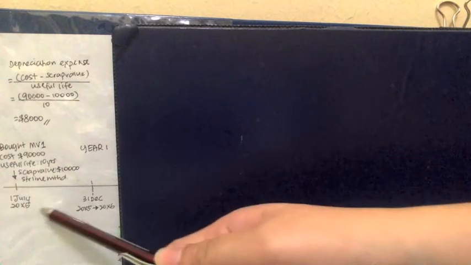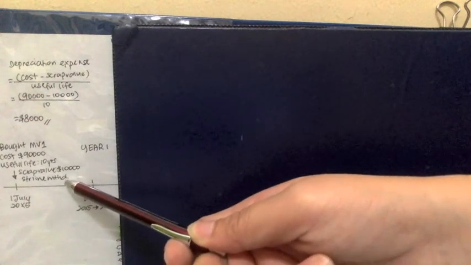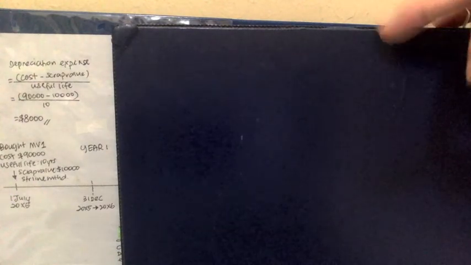So Audrey Hostel actually bought a car for 90,000 on the 1st July 2005. So we first draw a timeline to show all this information. On 1st July 2005, they bought a motor vehicle costing 90,000, with a useful life of 10 years and a scrap value of 10,000, and they use the straight line method for year one.